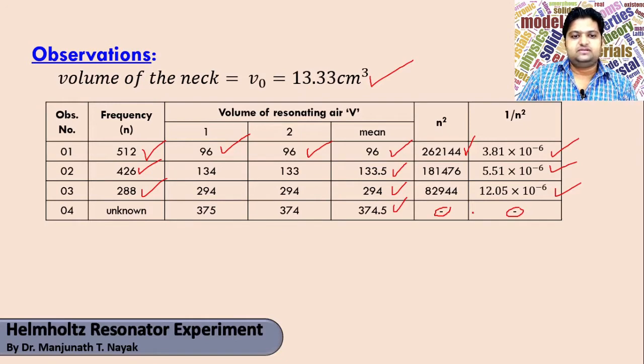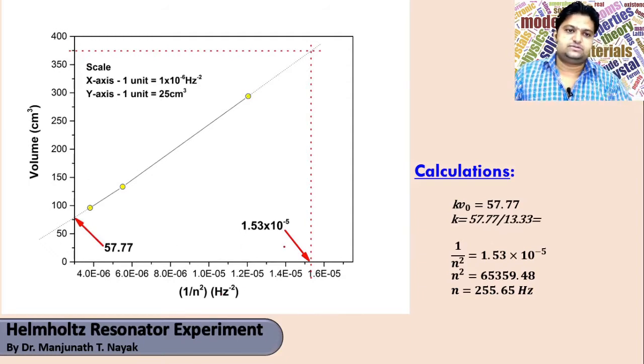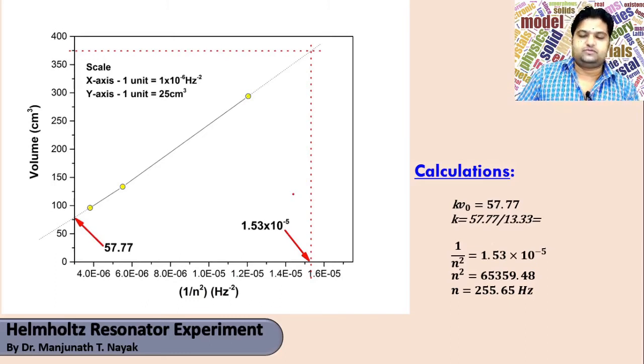So once we are done with this, we need to plot a graph as shown here. You will have to plot a graph of volume on the y-axis against 1 by n square on the x-axis. I've plotted it using software, so it does not look like graph paper to you, but you will have to plot it on graph paper. You need to write your x-axis, you need to write your y-axis.